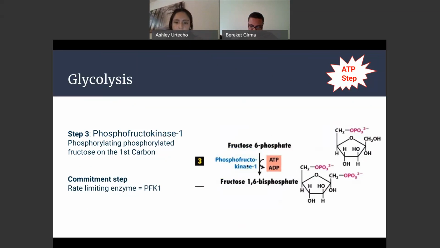So looking at PFK1, we have a phosphofructokinase 1. We're phosphorylating this fructose on the 1 carbon, right? So we have this fructose, it has the phosphate group on the 6 carbon, and we're adding one to the 1 carbon. Once again, we're snatching that ATP, making ADP. This is still part of the investment phase when we're investing ATP so that we can have a net gain of ATP.